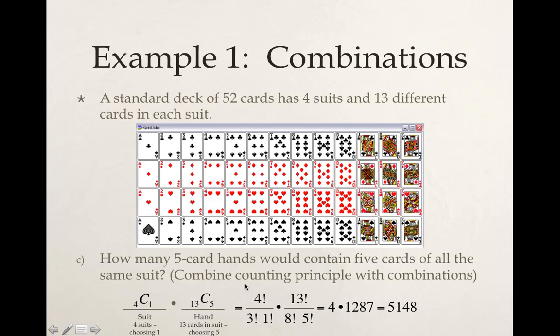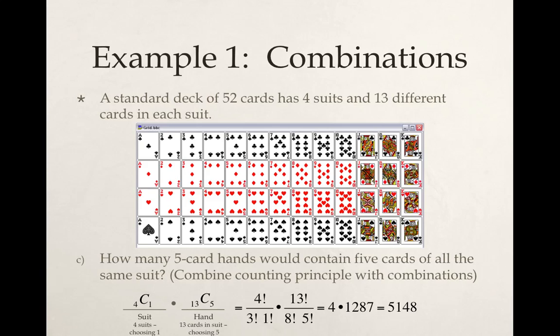Okay, so look for this. There's going to be different situations now where we can combine things from last lesson along with things from this lesson, like using the counting principle along with combinations to help us figure out how many ways to get 5 cards all of the same suit.